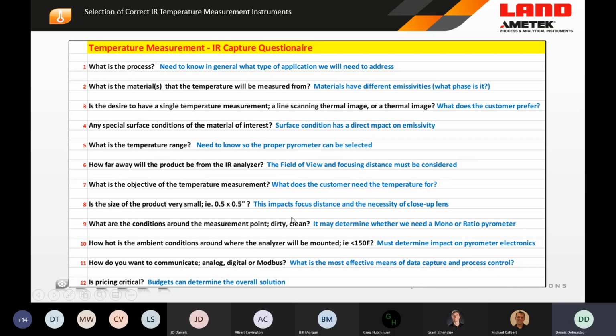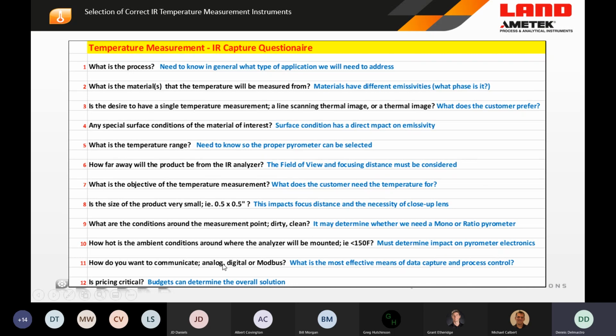What are the conditions around the measurement point? Dirty, clean? Remember atmospheric windows? Well, and also whether you'll have obscurance due to particulate, steam, or water. It can drive whether you need a mono or a ratio pyrometer. How hot's the ambient condition? Well, this is in general, we've got to be careful with regard to ambient temperature on the electronics.